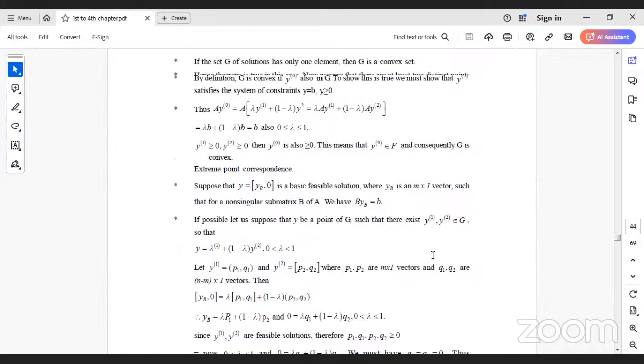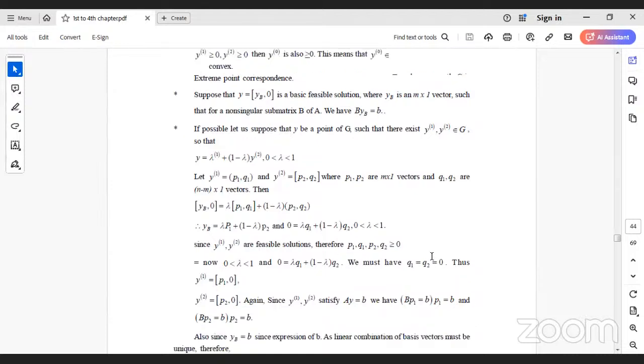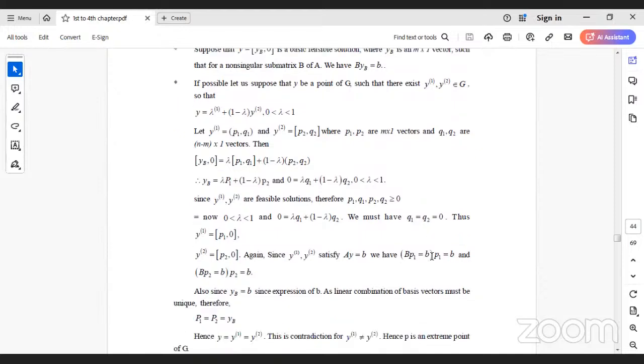If possible, let us suppose that y is a point of G such that there exist y^1, y^2 belonging to G, so that y is equal to lambda y^1 plus (1 minus lambda) y^2, 0 less than lambda less than 1. So y^1 = (p1, q1) and y^2 = (p2, q2), where p1, p2 are m into 1 vectors and q1, q2 are (n minus m) into 1 vectors. Then y = lambda (p1, q1) + (1 minus lambda)(p2, q2), so y = lambda p1 + (1 minus lambda) p2, and 0 is equal to lambda q1 + (1 minus lambda) q2, 0 less than lambda less than 1.